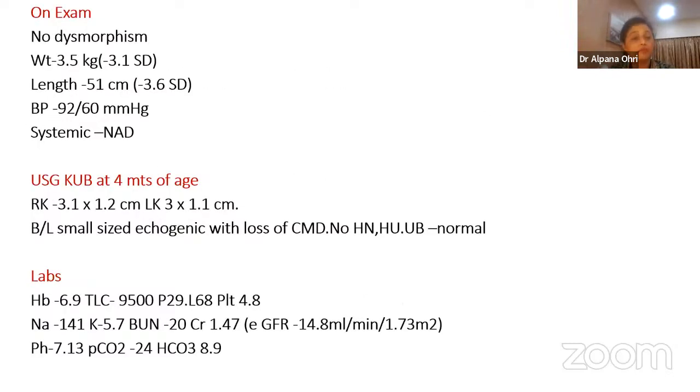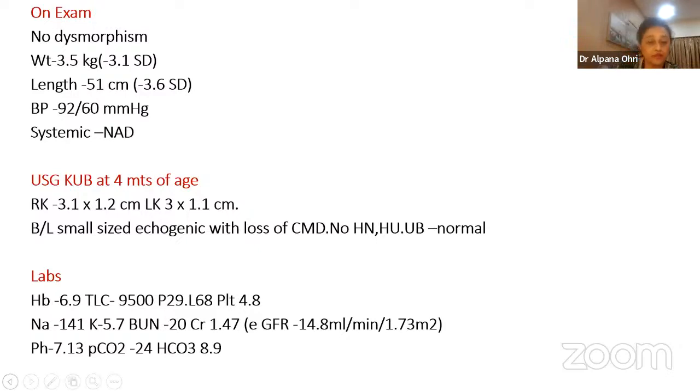On examination, there was no dysmorphism. Weight was 3.5 kg at 4 months. She was also wasted and stunted, and normotensive. Systemic examination was normal. USG showed kidneys of 3.1 x 1.2 centimeters and 3 x 1.1 centimeters, bilaterally small-sized, echogenic with loss of CMD, no cysts. There was no hydronephrosis or hydroureter, and the urinary bladder was normal.